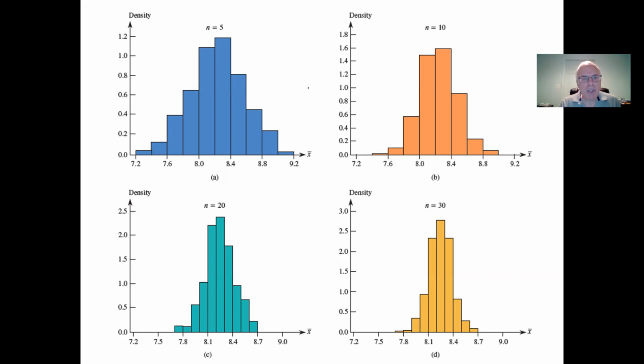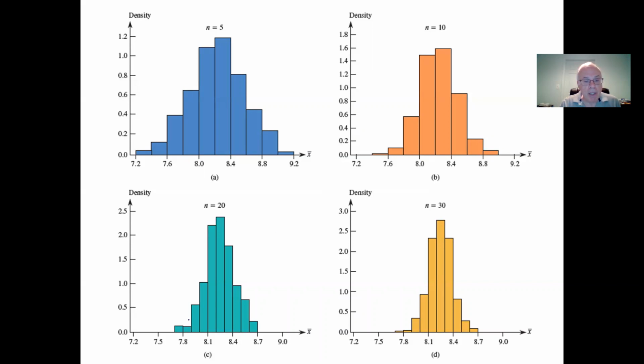So here is a sample size of 5 people, 5 patients. It looks kind of normal, doesn't it? This is for 10 patients. It also looks normal, but do you notice that the spread of the data is much smaller? Even if you just calculate the range here, the range is smaller than over here. The range here is 9.2 minus 7.2, which is 2. And the range here is definitely less than 2.